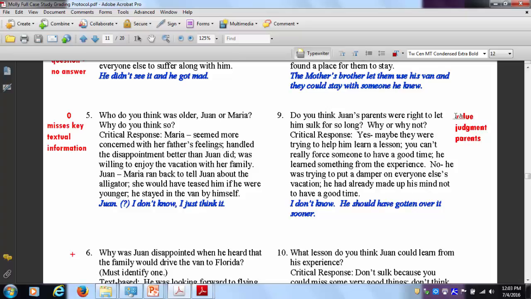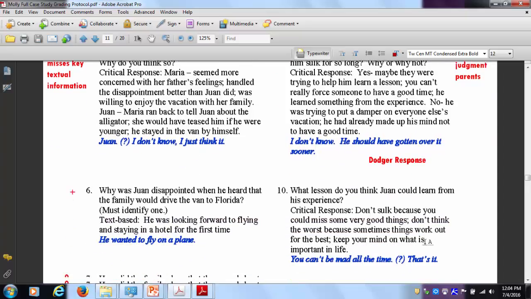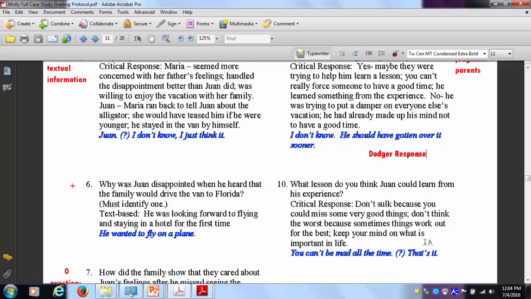Now, once you see the intent of that question, now go. Is he making a value judgment? I don't know. He should have gotten over it. So he totally missed the point of the question. So we're going to give him a 0, but I'm also going to make an observation here, folks. This is what we call a Dodger response in the profiles of comprehension that we've already looked at. That takes us to 10.